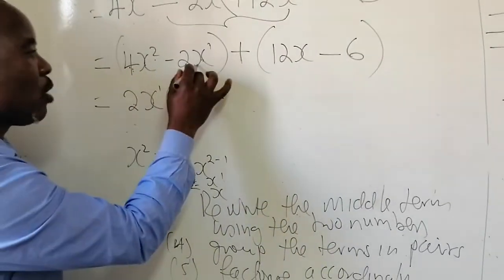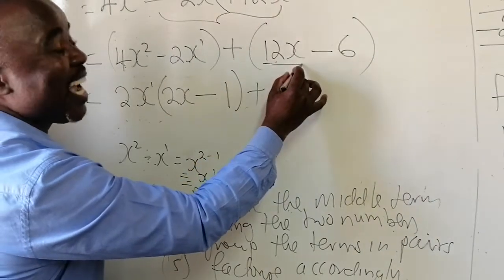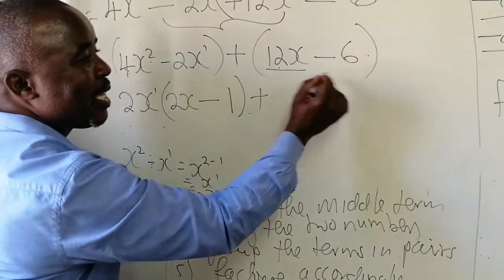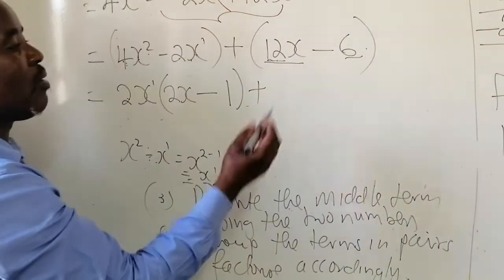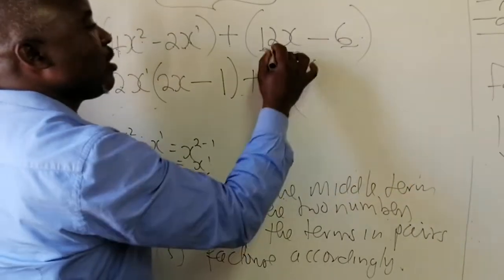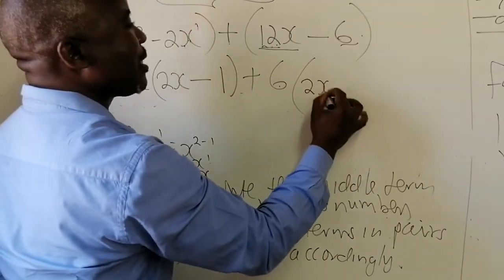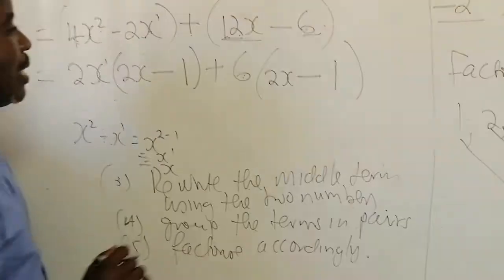2x into 2x goes once. Plus, what is common here? x is not common because there's no x here. There's a 6 here. 6 into 12 goes twice without leaving a remainder. So 6 is common. You pull it out. You say 6 into 12x is 2x, minus 6 into 6 is 1. We are not done.